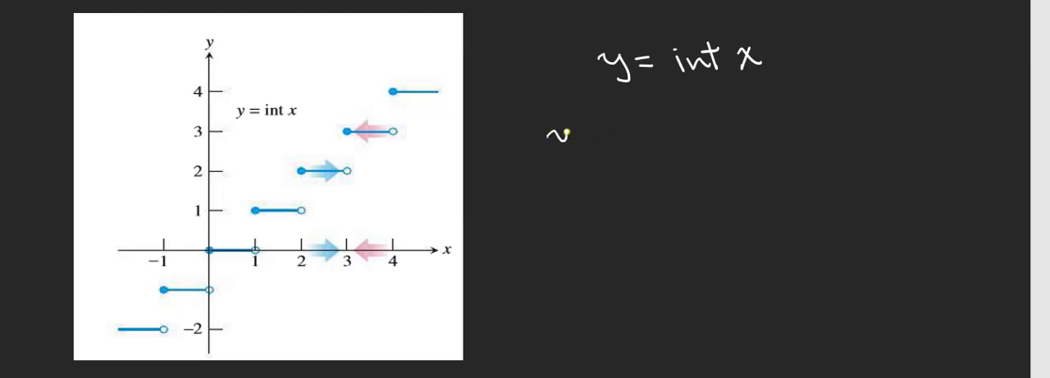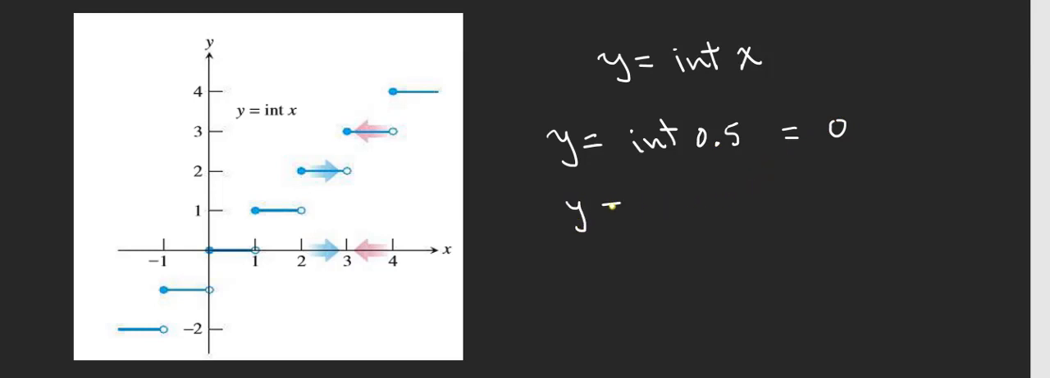So what will be y equals greatest integer of 0.5? Meaning, what is the greatest integer that is less than or equal to 0.5? That will be 0. So greatest integer of 0.5 is 0.